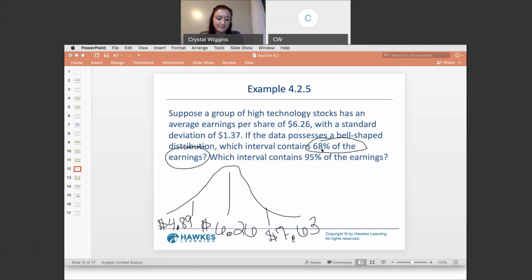Slow erasing, there we go. We would get 7.63 plus 1.37 is $9 on the dot. 4.89 minus another $1.37 gives us $3.52. Oh, sorry, 52 cents. There we go. So now I would say that 95% of the earnings fall within $3.52 and $9.